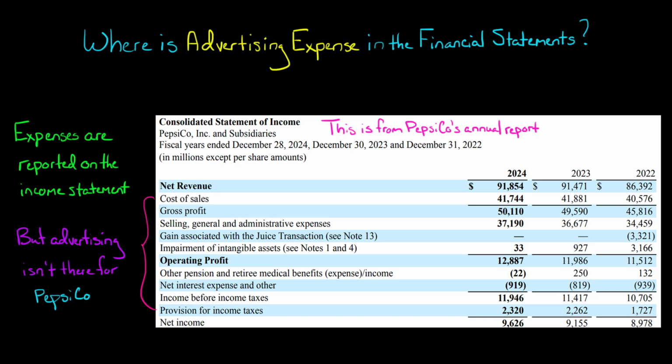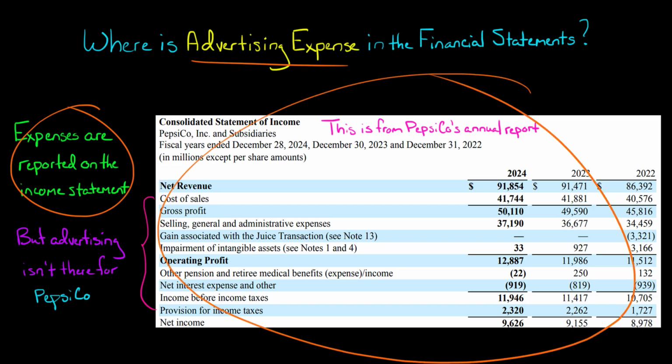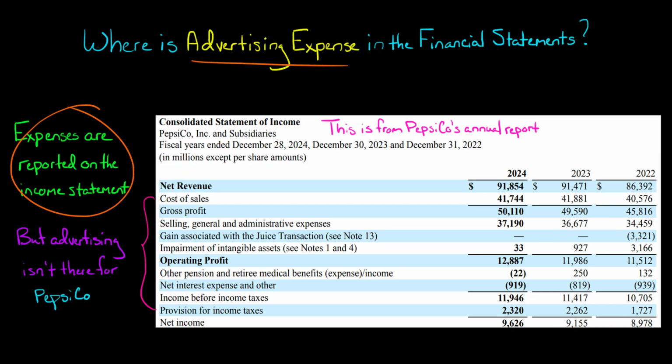In this video, I'm going to show you where to find advertising expense in a company's financial statements. You might be thinking, hey, that's easy. Expenses are reported on the income statement. But here's a set of income statements for the company PepsiCo. If you look closely, you're not going to see any line item that says advertising expense.